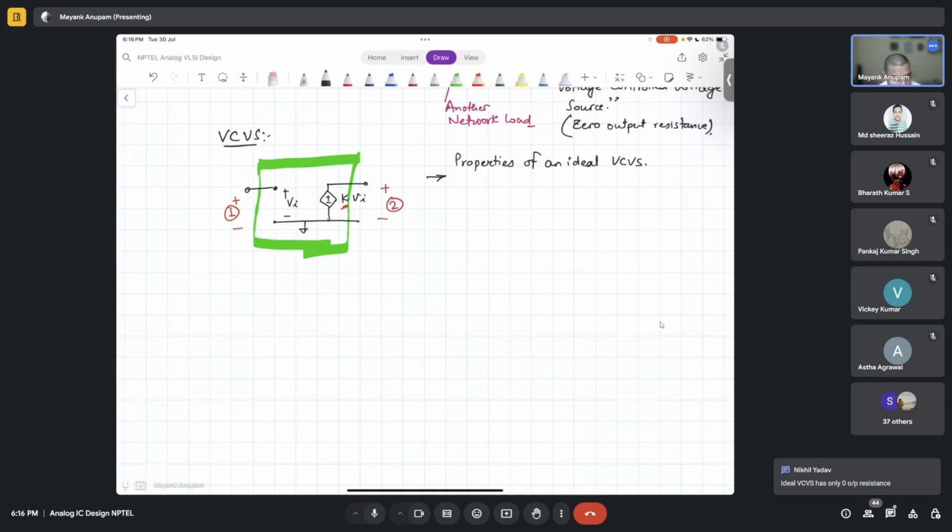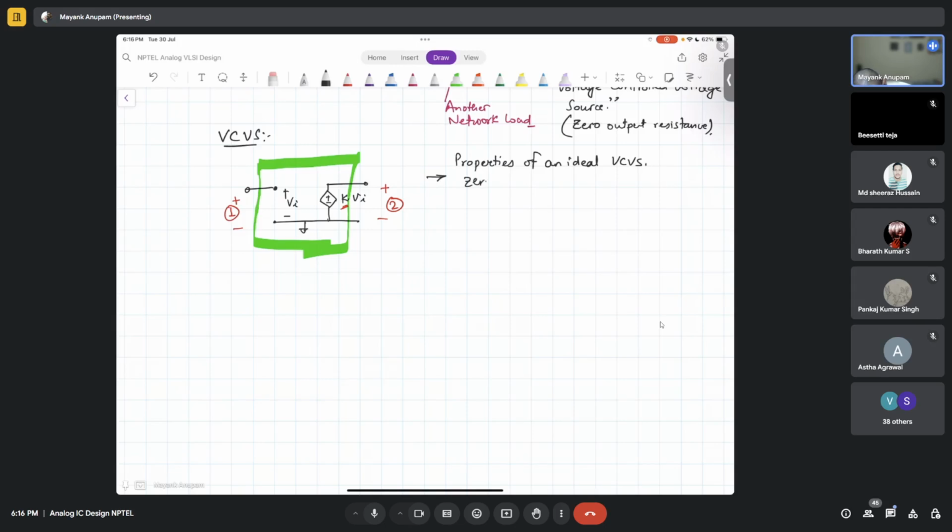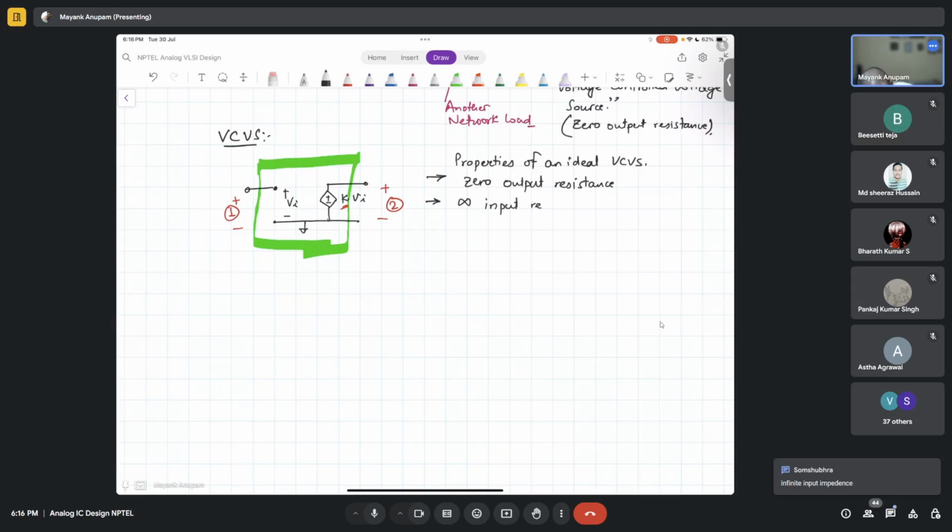So this is very important. Yes, correct. That is something I already mentioned, that an ideal VCVS has zero output resistance. That is true. What else? It has infinite input resistance. Yes, infinite input impedance or resistance, whatever you want to say at this point, doesn't matter. So let's talk in terms of impedance only. I'm sure you all understand impedance. So infinite input impedance, correct. What else?